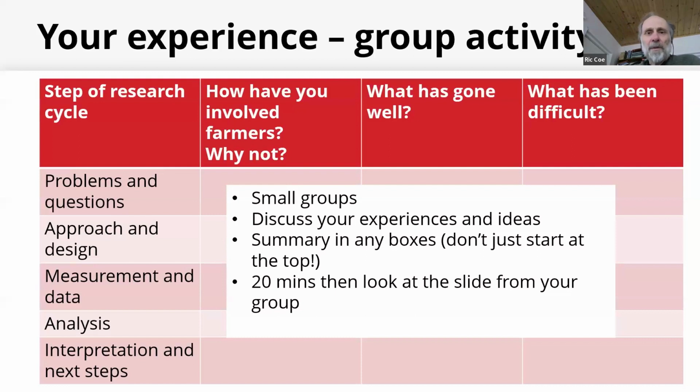Okay, so what I would like to do now is we're going to go into some small groups. So Shifa, I hope you can set that up. And just look at your experiences and ideas. So here are the five steps, in the way that I've described a research cycle: problems and questions, the approach and design, measurement and data collection, analysis, interpretation. And for each of those, just think, what have you tried? I'd really like, for example, to hear from anybody that's tried to involve farmers in data analysis.